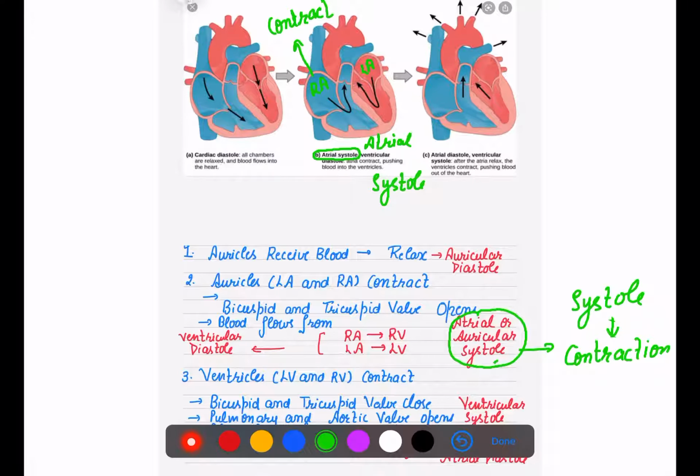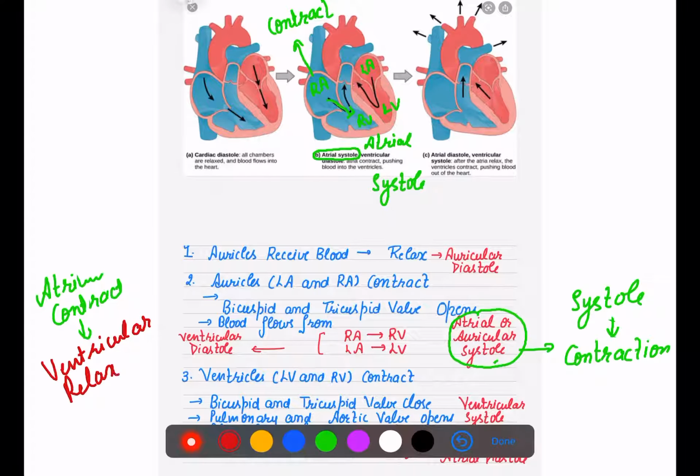Now when these atria are contracting, it means they are passing blood to the ventricles. Now who is receiving blood? Ventricles are receiving blood. So who will now relax? When I told you that the receiving chamber will relax, so ventricles will relax. So that condition is known as ventricular diastole.